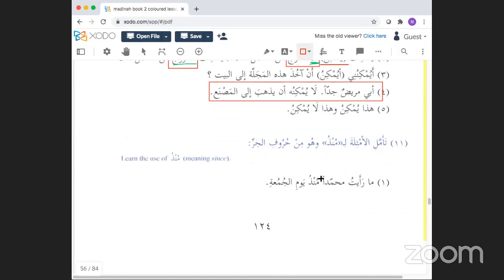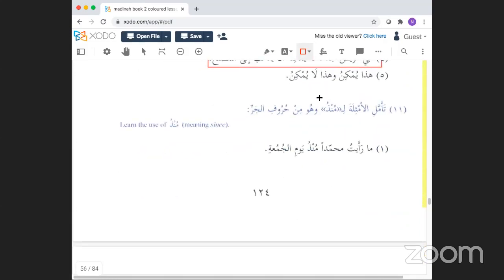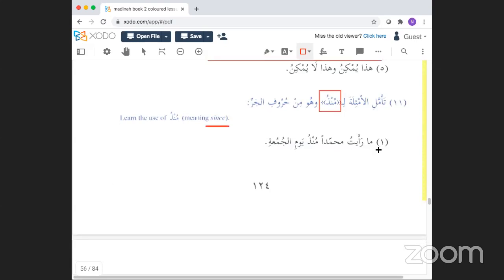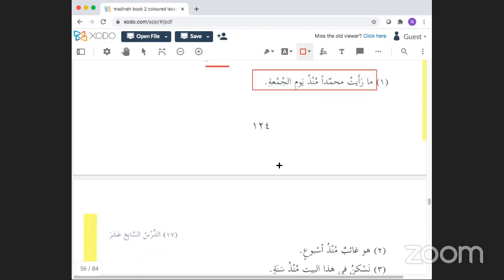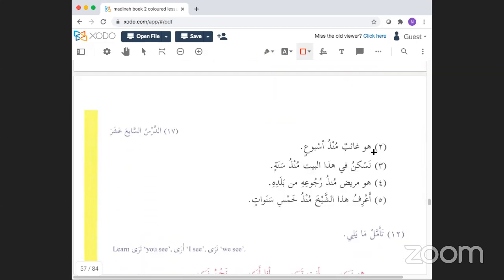جيد. Let's have a look at the word منذ, since, وهو من حروف الجر. ما رأيت محمدا منذ يوم الجمعة. I haven't seen Muhammad since last Friday. هو غائب منذ أسبوع. He's been away for a week. نسكن في هذا البيت منذ سنة. We've lived in this house for a year.